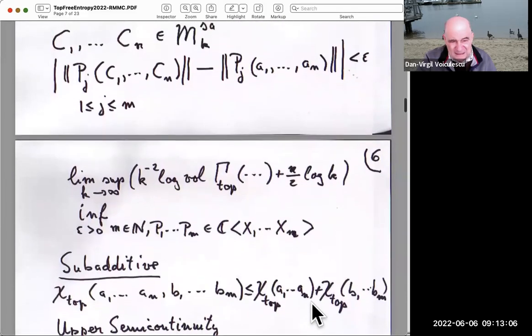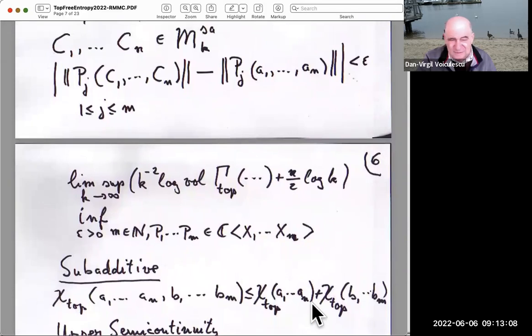And then here are a few properties of this quantity. One is subadditivity. If I have an n plus m tuple of elements in the C-star algebra, A1, ..., An, B1, ..., Bm, then the topological free entropy of the n plus m tuple is less than or equal to the topological free entropy of the n-tuple plus that of the m-tuple, the A's and the B's.